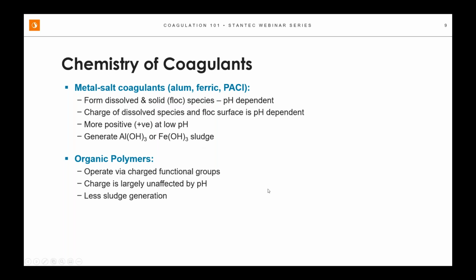Organic polymers, on the other hand, operate through the charged functional groups they have on their big organic backbones. And that charge is largely unaffected by pH, and they generate less sludge. So they have a role. They're more expensive than your metal salt coagulants, but they have a nice role to play in, say, high pH waters when your alum, let's say, is not working great because the pH is pretty high. Some organic polymer, cationic polymer, can be used quite effectively to get that same charge neutralization, and we've got a case study that I'll show you at the end of this.